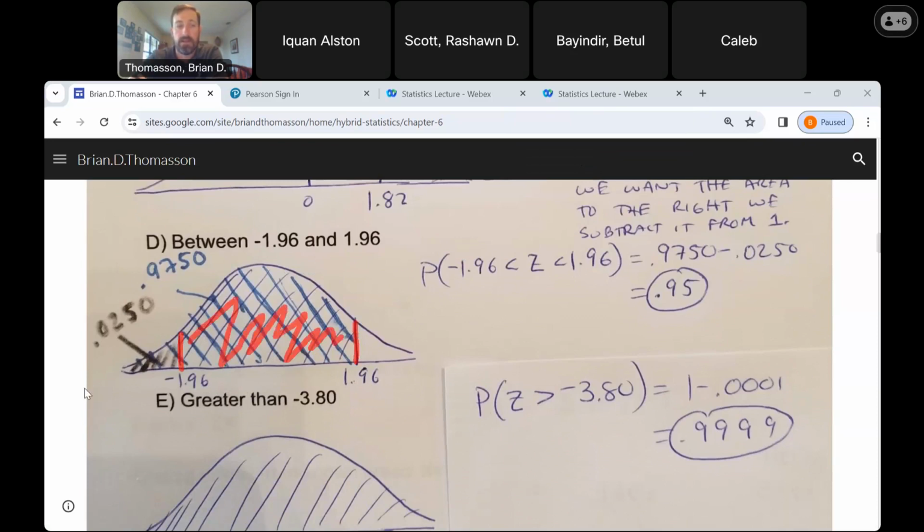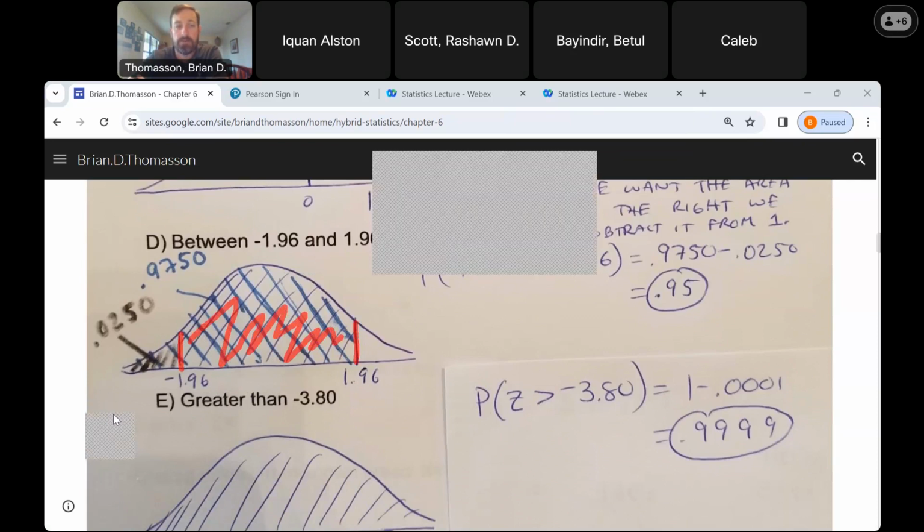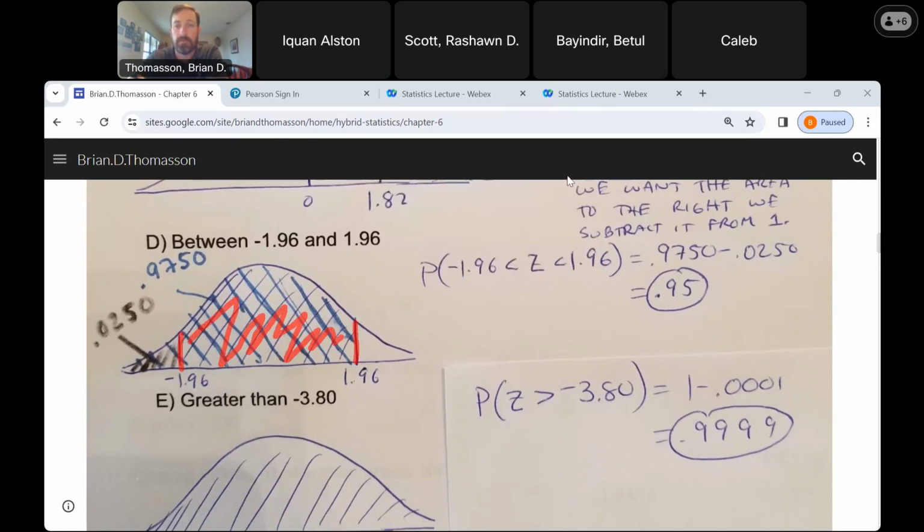Okay. Now, we have to figure out how to do this without causing too many problems. So if we look up the 1.96 in our table, that always gives us area to the left. So that's going to give us from here all the way left. Okay, that's where the 975 comes from. We don't want all that area. We want to eliminate that lower portion.